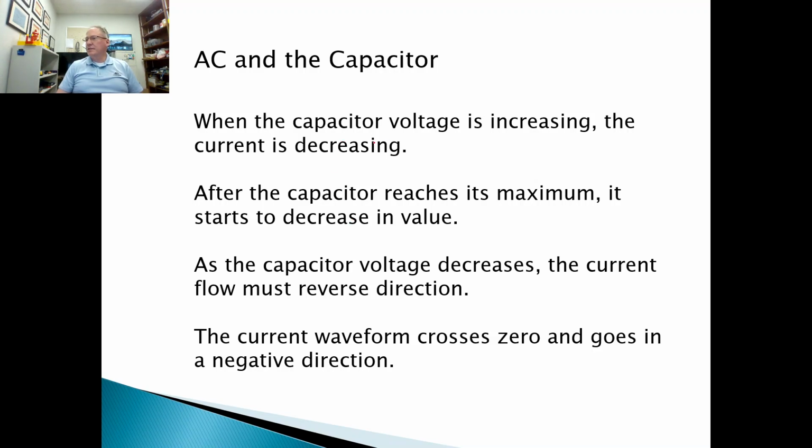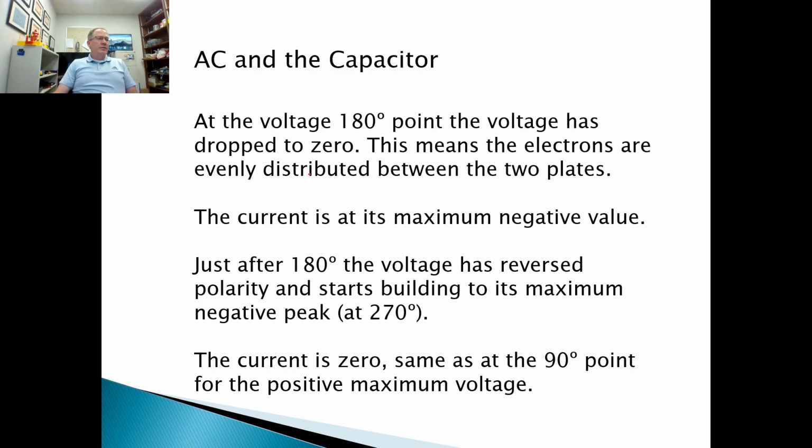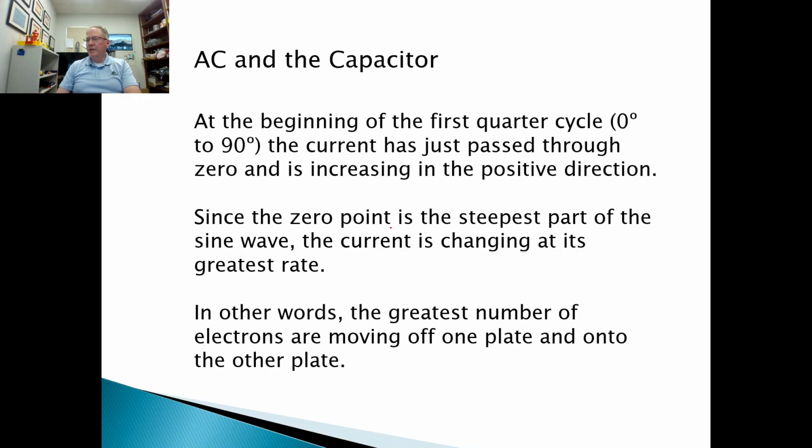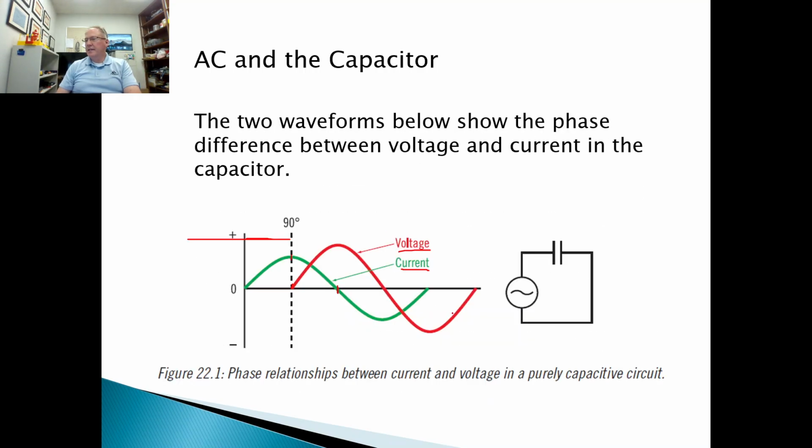Now, when the capacitor voltage is increasing, the current is decreasing. After the capacitor reaches its maximum, the voltage starts to decrease. All right? So at 180 degrees, the voltage has dropped to 0. This means the electrons are evenly distributed between the two plates, and the current is at its maximum negative value. So here's the voltage at 180, and the current is at its maximum negative value.